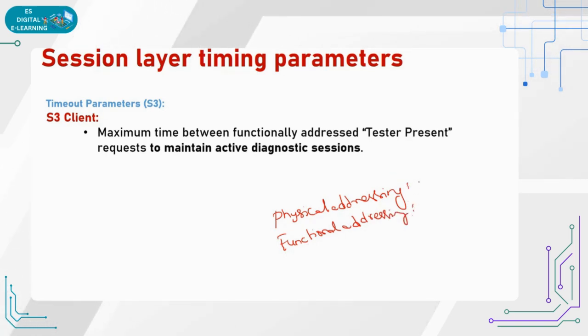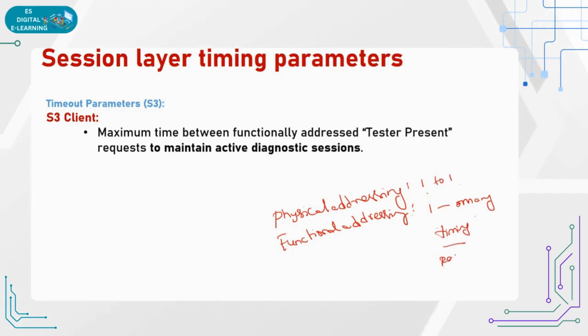Functional addressing is used for one or more users, whereas physical is used for one user only. One to many, okay. So this will be one to one. Good. Whenever we are communicating, one to one or one to many, the timing should follow the same. The communication request or the response should be the same. The maximum time between the functional addressing, the tester present, is S3. Request to maintain the active diagnostic session.